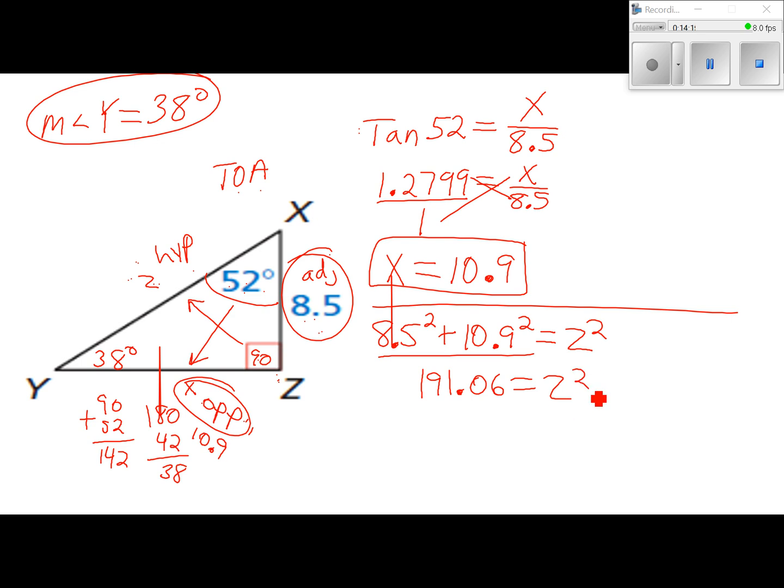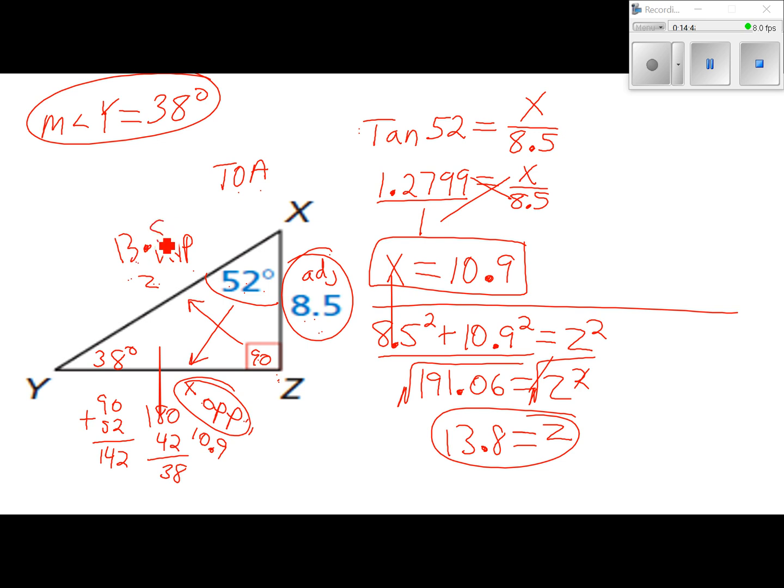And then to solve that, we just have to take the square root of both sides. Remember, you take the square root here, those cancel out, and you're left with just z. Now we take the square root of 191.06 on our calculator, and we end up with about 13.8. So those are our 3 answers. The last thing I would do on this side's 13.8.